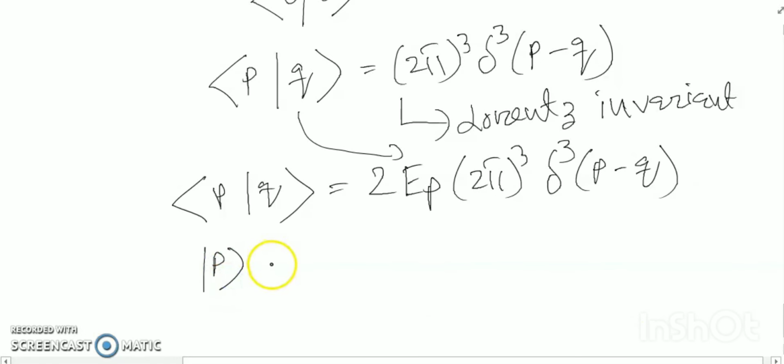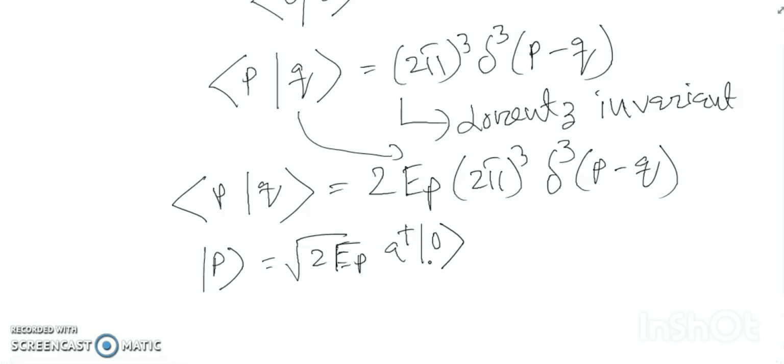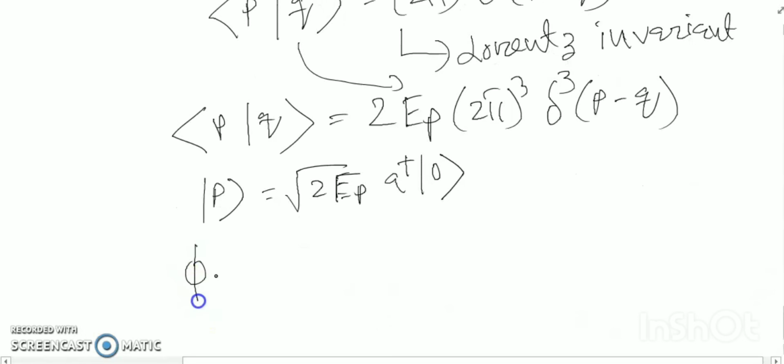We are going to choose the state p to be the square root of 2E_p times the creation operator acting on the vacuum. This is different from what we discussed previously when we were just talking about the statistics of the system. Now let's talk about the interpretation of our field acting on the vacuum, the field phi(x) acting on the vacuum.